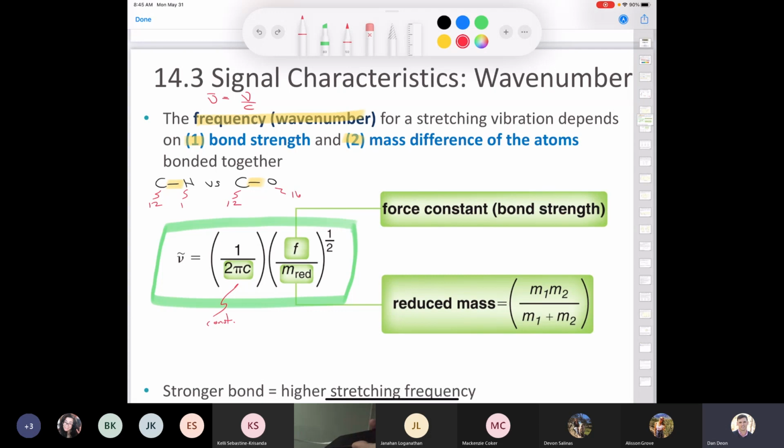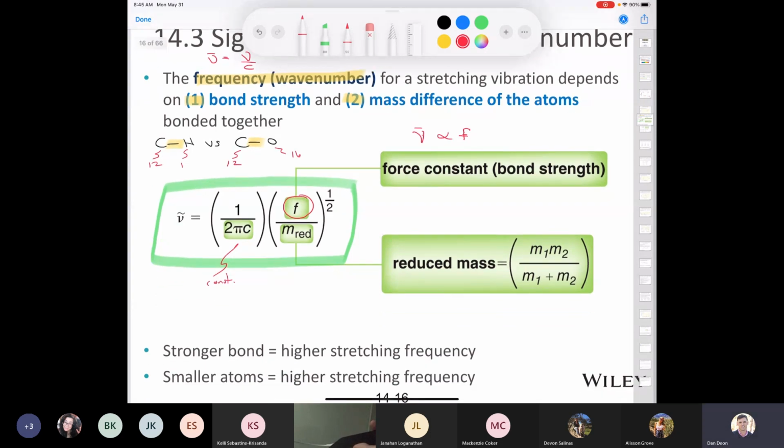So watch carefully. It says here that the force constant, which is bond strength, is in the numerator, which means that wave number is going to be directly proportional to bond strength. I guess I should use a lowercase f to be consistent. So the stronger the bond, the higher the wave number. The weaker the bond, the lower the wave number. And that's summarized down here. It says stronger bond, higher stretching frequency, higher wave number. Well, what about the reduced mass?